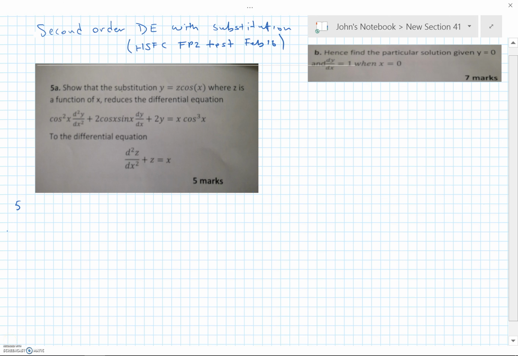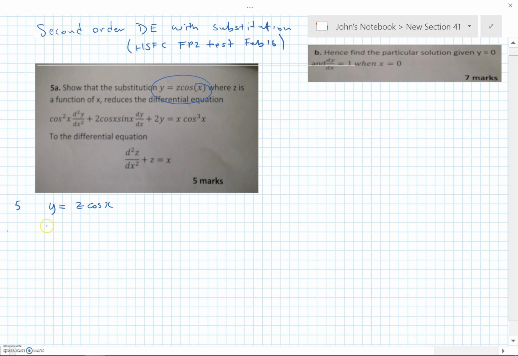So here's an old exam question on second order differential equations. It looks much harder than it is, and it's certainly suitable for Edexcel FP2 of modern times, even though the question probably dates back to the 80s. First of all, we're given a substitution y equals z cos x.